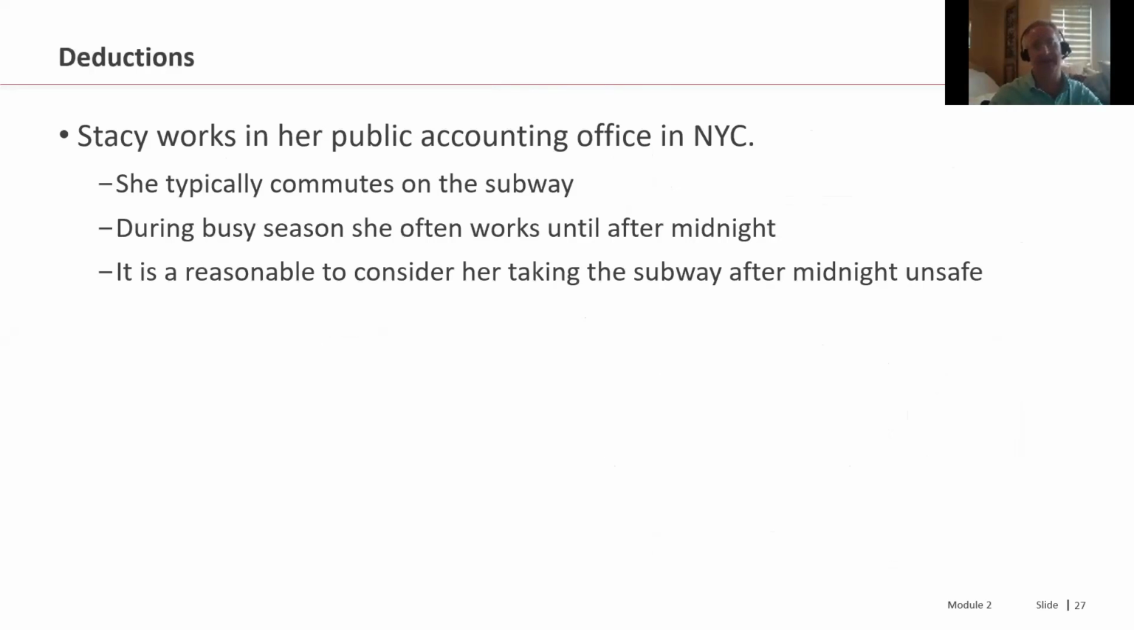So Stacy works in a public accounting office in New York City, and she typically commutes on the subway. But guess what? During busy season in public accounting, occasionally she works late. In fact, sometimes well after midnight. So it is reasonable to consider her taking the subway after midnight unsafe. As a result, the cost of her taxi home after hours is deductible. This is an exception to that rule. She's simply commuting, but because she had to incur this additional commuting cost as a result of what we describe as for the convenience of the employer, because the employer does not want their employee to get hurt, that cost would be deductible.